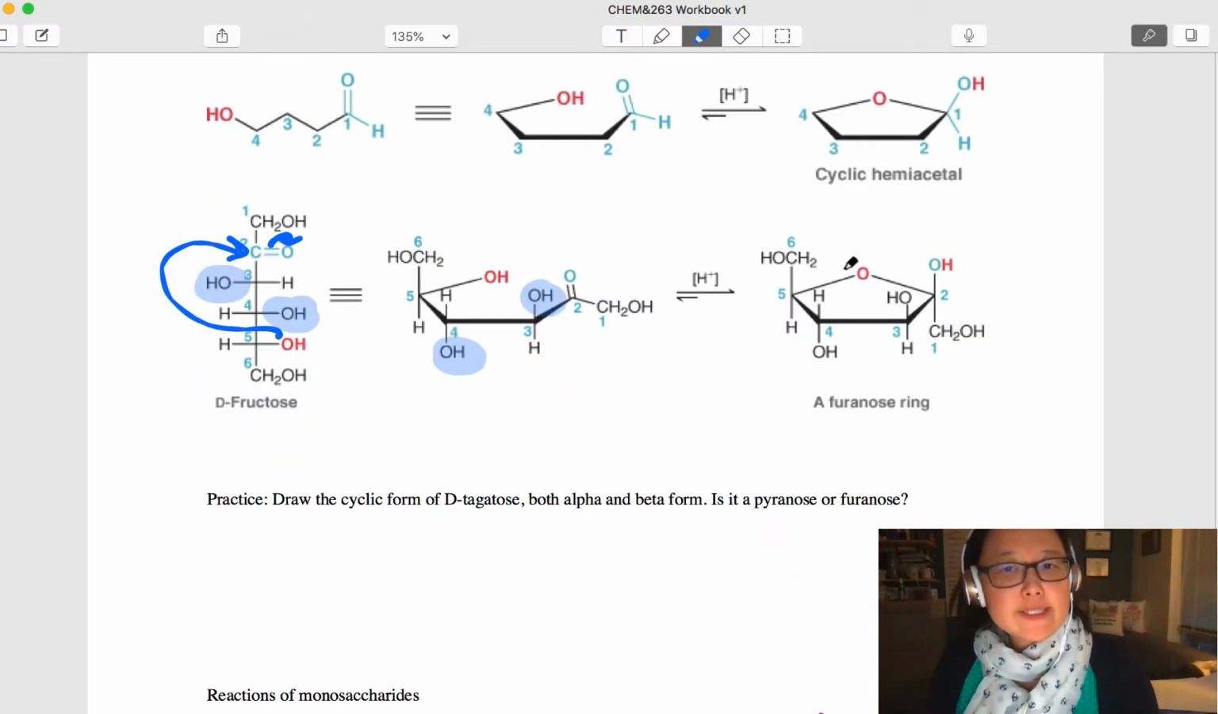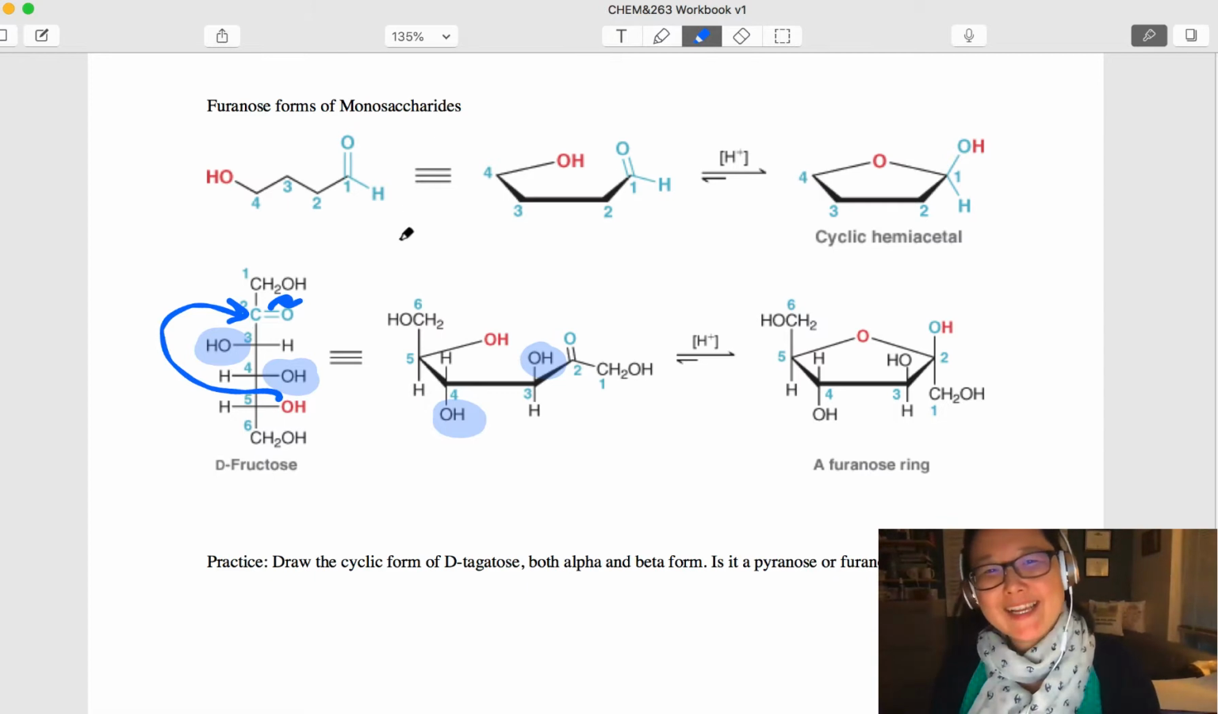And this is also an example of a ketose, and a ketose closing gives you sort of the symmetrical hemiacetal, except the OH groups aren't symmetrical. But it gives you an O in the center, and then 2 carbons on the left, 2 carbons on the right, and the CH2OH, CH2OH, and you can have alpha or beta here as well.